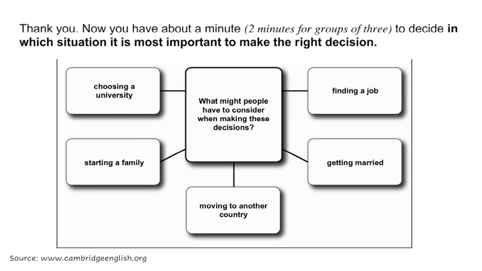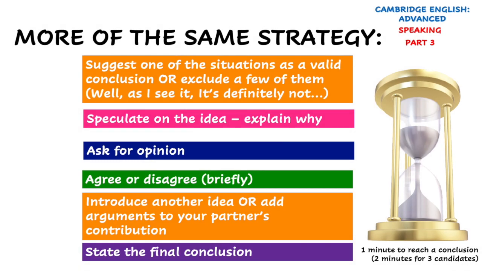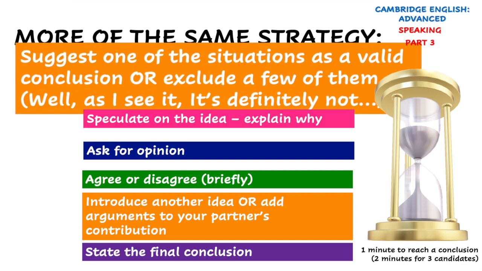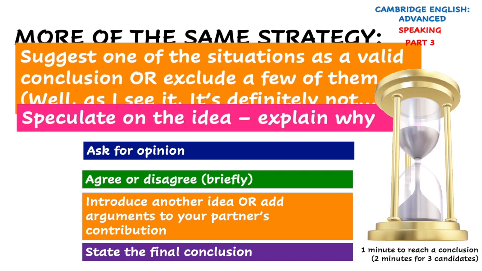Now you have about a minute, 2 minutes for groups of 3, to decide in which situation it is most important to make the right decision. So you have to decide on one situation and make sure you listen to the question carefully here, because they might ask for 2, for example, in other exam tasks. Okay, so the strategy is more of the same, I would guess. You can suggest one of the situations as a valid conclusion, or start by excluding a few of the others. Well, as I see it, it's definitely not this and that. Which gives you a bit more area to discuss, to bring in arguments, because then you actually need to explain why. Then you ask for opinion.